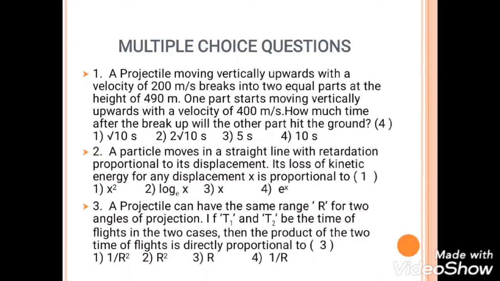In the first question that I am discussing, a projectile is moving vertically upwards with a velocity of 200 meters per second, and breaks into two equal parts at a height of 490 meters. One part moves vertically upwards with a velocity of 400 meters per second. How much time will the other part take to reach the ground? By reading this question, we get an idea that first we have to use the conservation of momentum for this situation.